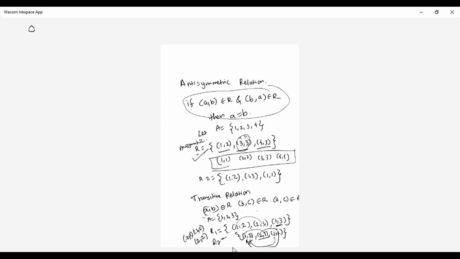Why? Because they are traveling and checking in the forward direction only. It's not like that. You have to go back also. So here (1, 1) and (1, 2) also you need to check. (1, 2) we already have. But what about (2, 1) and (1, 2)? (2, 2) we are not having. So (2, 2) does not belong to R2. So it is not a transitive relation, student. The second one is not a transitive relation.